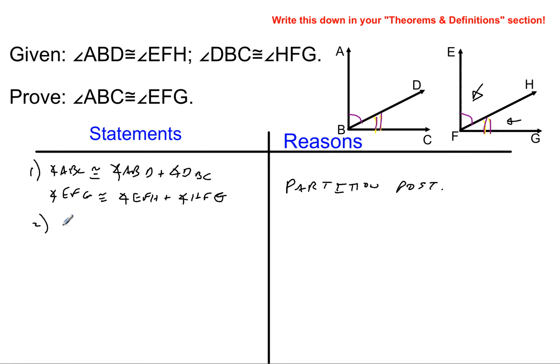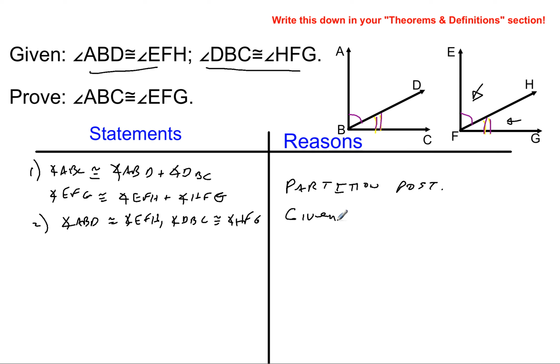What is the second statement I'm going to make? Well, first of all, let me get these givens down now. Notice how I'm not always starting off with the givens. I want to start off with something I already know, and then I'm going to use the givens in my favor. So the given is that angle ABD is congruent to angle EFH, that is given to me, and also that angle DBC is congruent to angle HFG, and I mark those with those two hash marks. And the reason for that, as you guessed it, is that it is given.